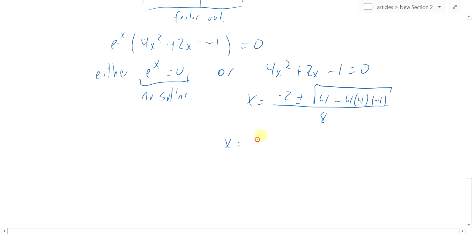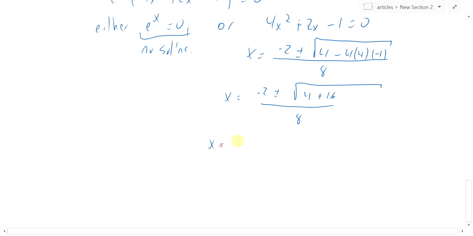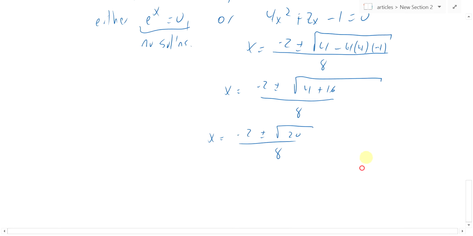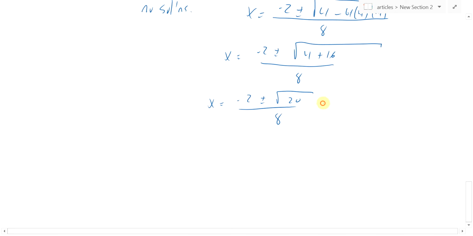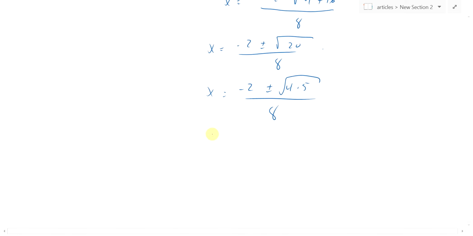So x equals minus 2 plus or minus the square root of 4 minus 4 times 4 times minus 1. 4 times 4 is 16. Minus 1 times another minus makes it a plus. So plus 16, all over 8. x equals minus 2 plus or minus square root of 20 over 8. That can be simplified, right? If this was a quiz or a test, you could stop here, but I'm a math professor, and for some odd reason I enjoy simplifying things.